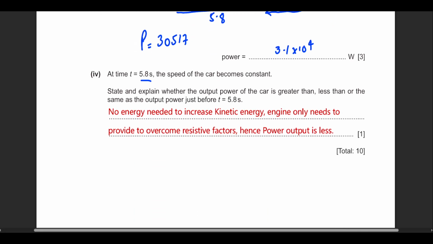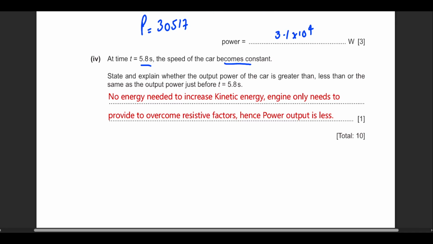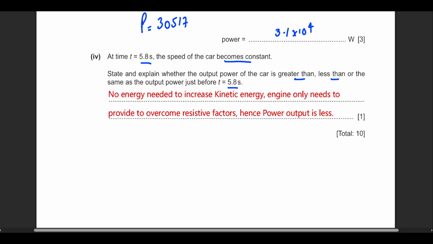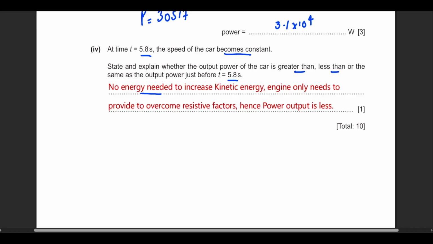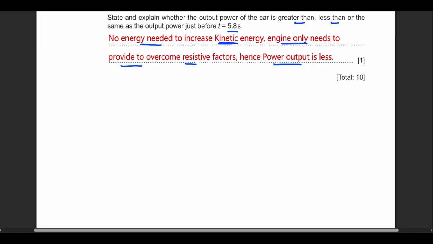He says at time t = 5.8, the speed becomes constant. He asks, what is the power output? Is it greater than, less than, or the same as just before 5.8? You see, since no more energy is needed to change the kinetic energy, the only energy required now is to overcome the resistive forces. Hence, the power output has to be less.